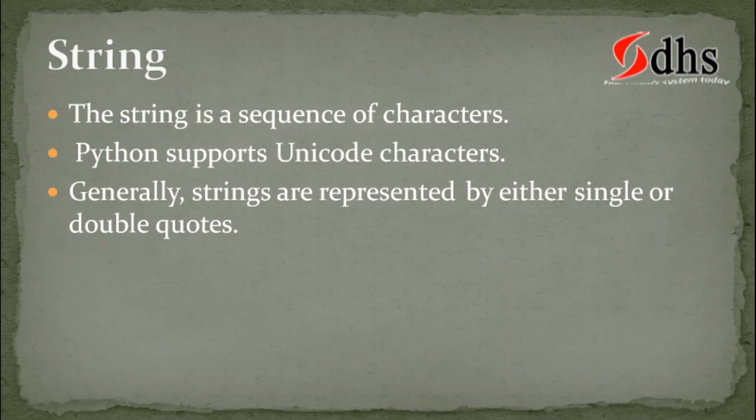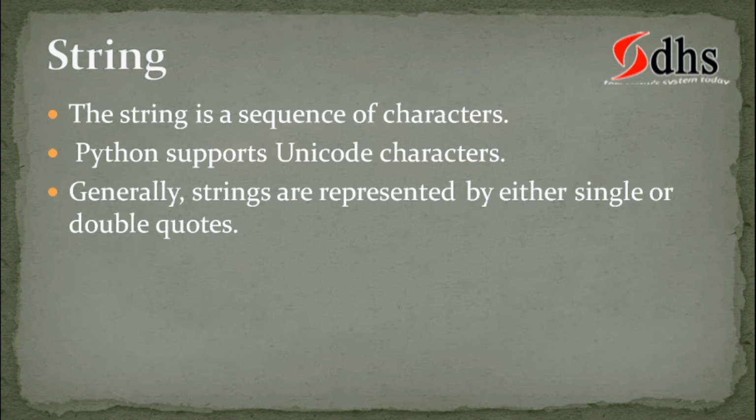The string is a sequence of characters. Python supports Unicode characters. What do you mean by Unicode character? Usually you know ASCII code. ASCII means American Standard Code for Information Interchange. When you type A, the ASCII value is 65. That 65 will be converted into 8 bits, ones and zeros, and stored. That is the ordinary character system they were using in the beginning.